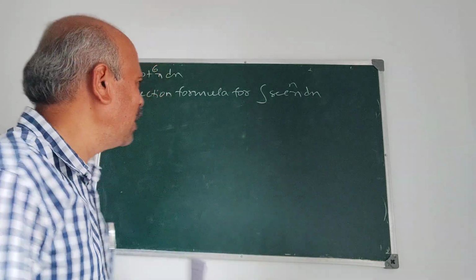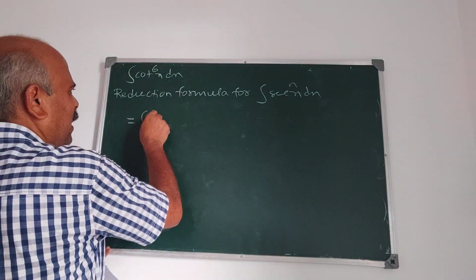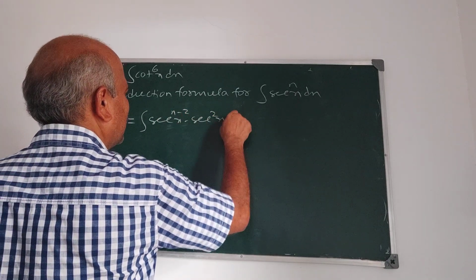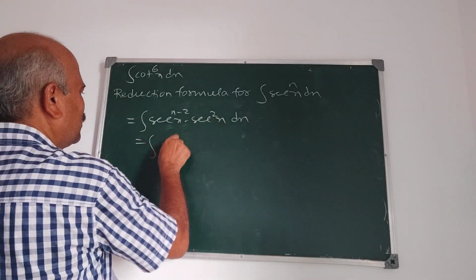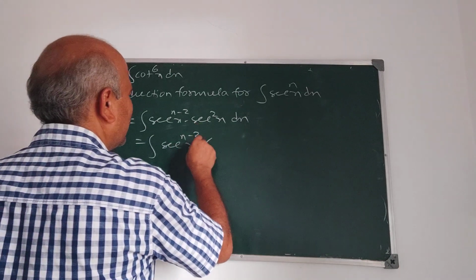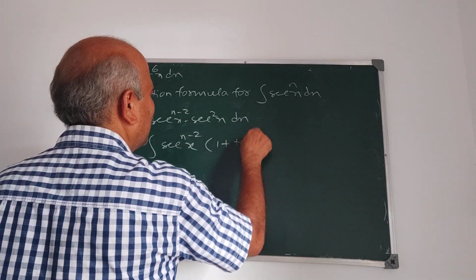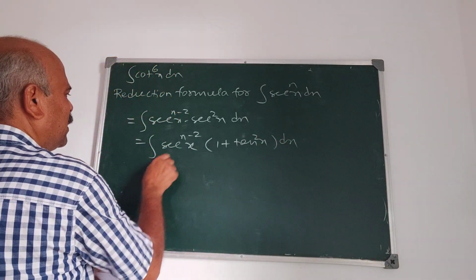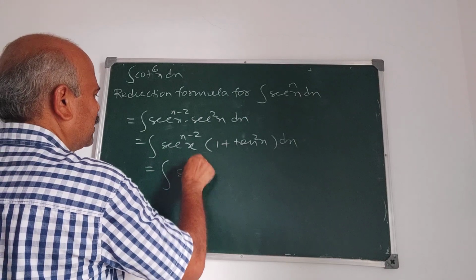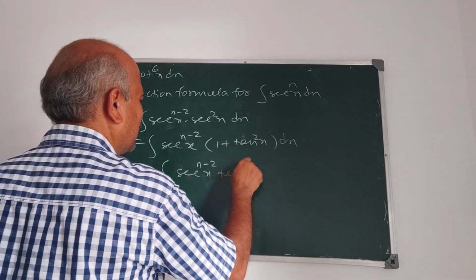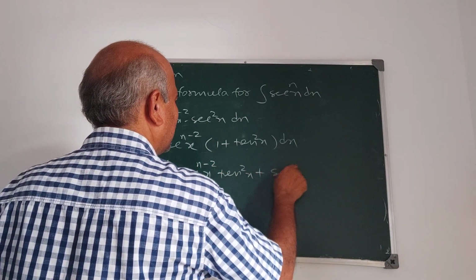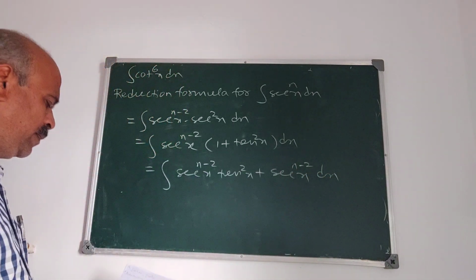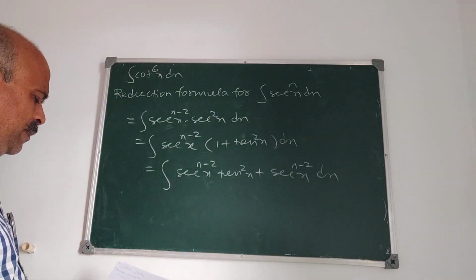The procedure is similar. We write sec x raised to n as sec x raised to n minus 2 into secant square x dx. Therefore, sec x raised to n minus 2 into secant square x, where secant square x is 1 plus tan square x. It is therefore sec x raised to n minus 2 into tan square x plus sec x raised to n minus 2 with respect to x. Correct?